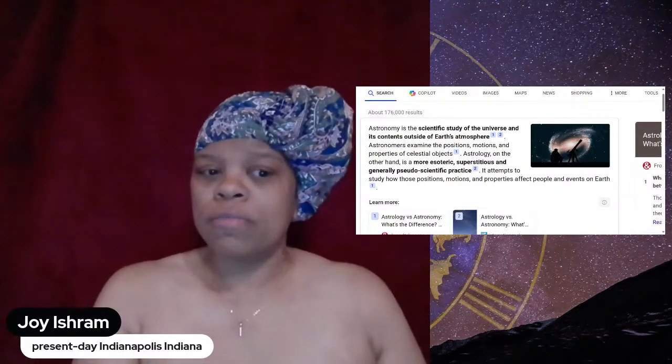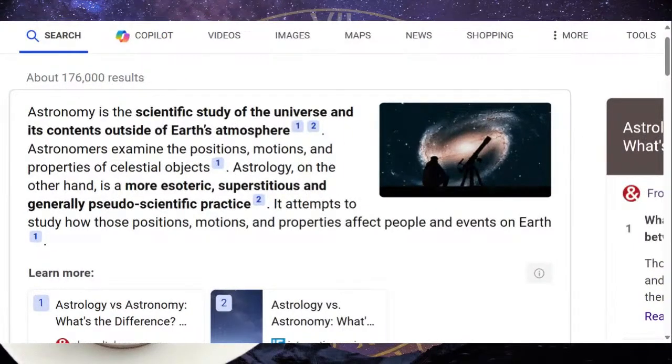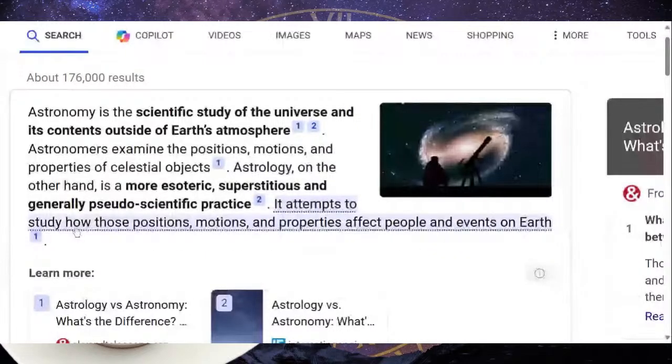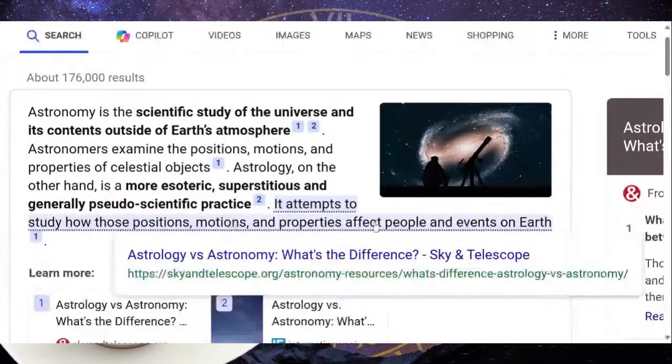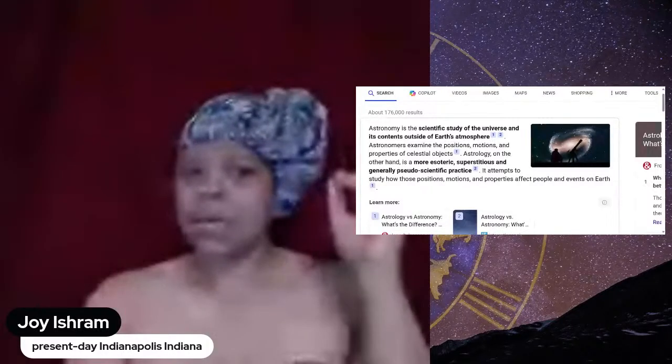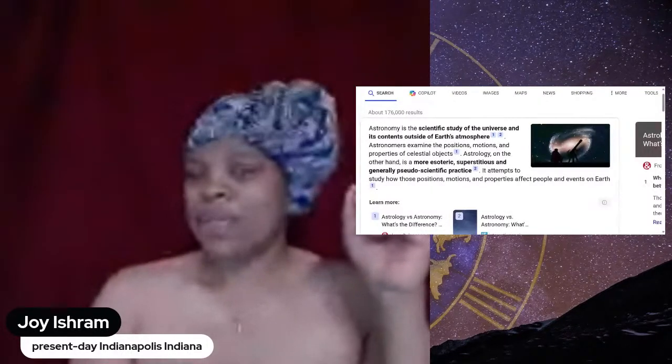If you're going to be being constructive, you need to be looking at some astronomy, which is the scientific study of the universe and its contents outside of Earth's atmosphere. Astronomers examine the positions, motions, and properties of celestial objects by science approval. And when it comes to astrology, according to right here, it attempts to study how those positions, motions, and properties affect people and events on Earth. So that's the difference. So just know that when you see people or yourself attempting to prove a case, and it's got to deal with astrology, it's not scientifically proven, so it don't count.